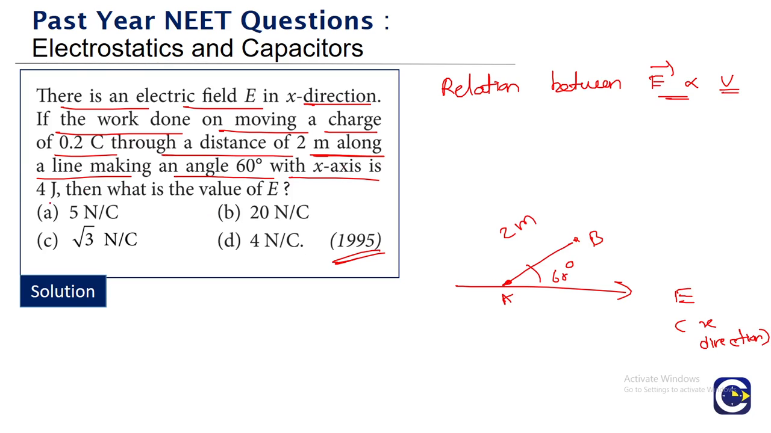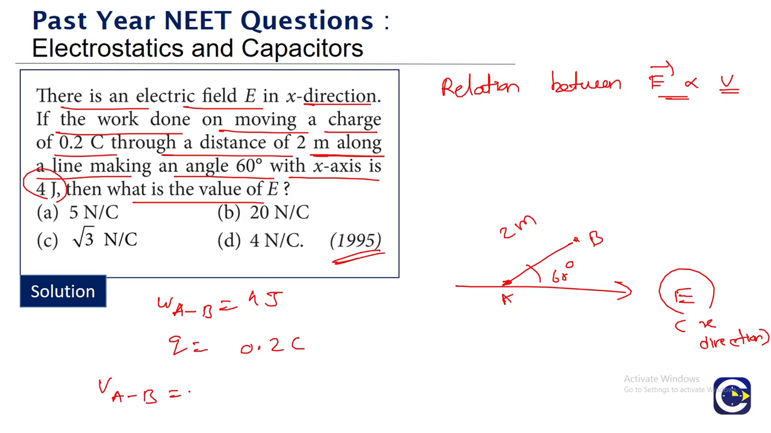In this the work done is 4 joules. What is the value of the electric field? We have to find the value of the electric field. See, when you move from A to B, the work done is 4 joules. The charge that we are moving is 0.2 coulombs. Means the potential difference between A and B is the work done divided by the charge that is moved, which is what?